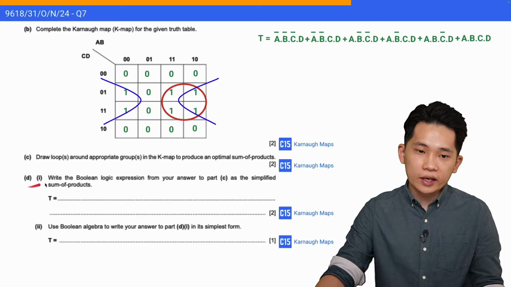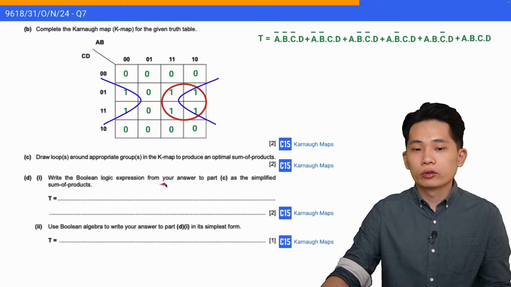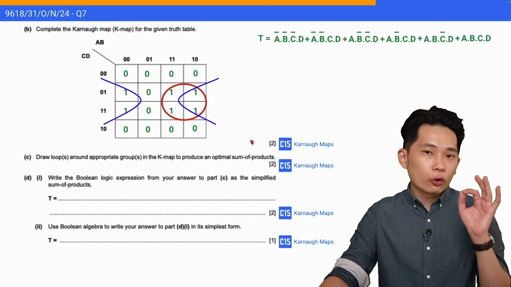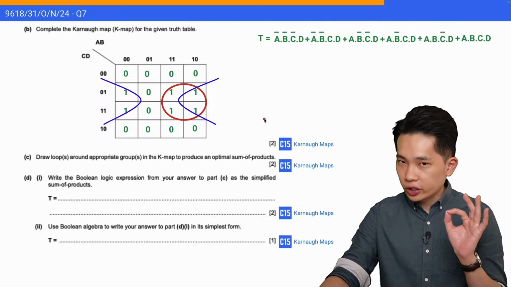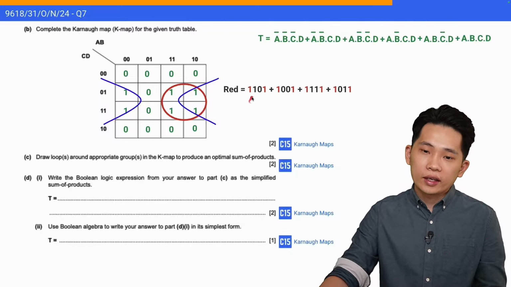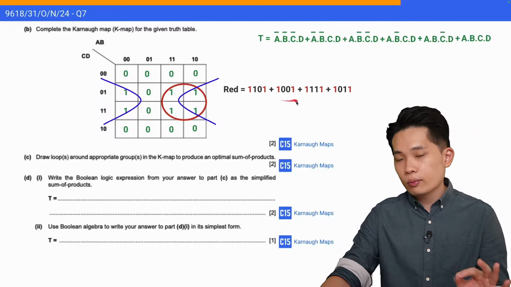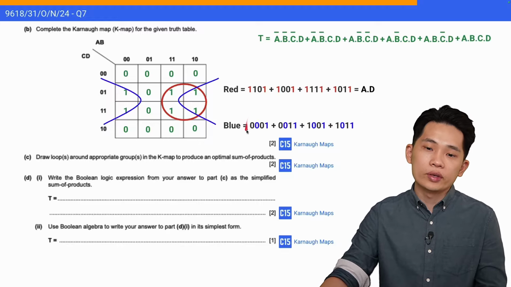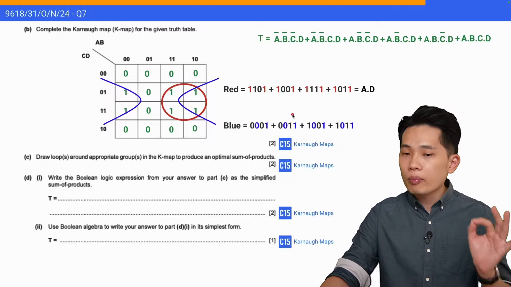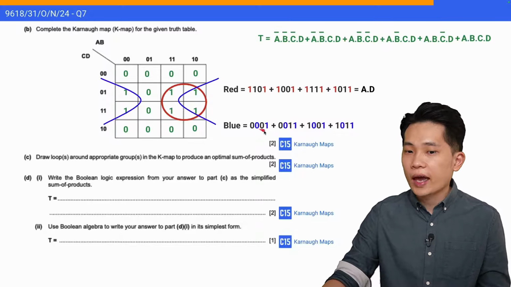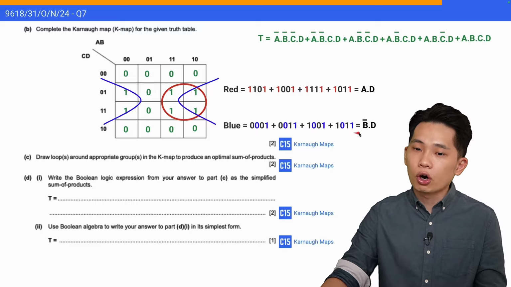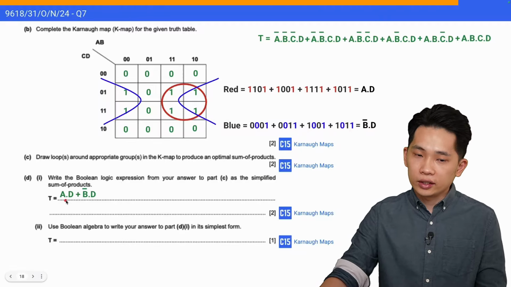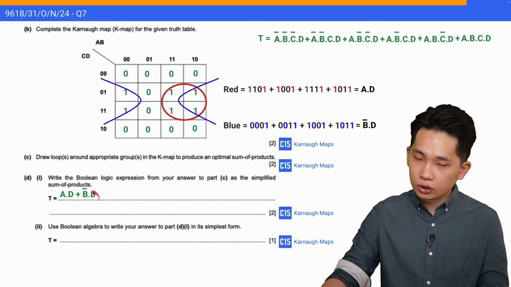For D(i), write the Boolean logic expression from your answer to part C as the simplified sum of products. So for the red one, we can write down all the matching equation first. Then realize that A and D share the same value, resulting in A dot D here. And then for the blue one will be this equation here. And then the common multiplier will be this B and D here, resulting in not B dot D here. Therefore, the final T will be A dot D plus not B dot D here.